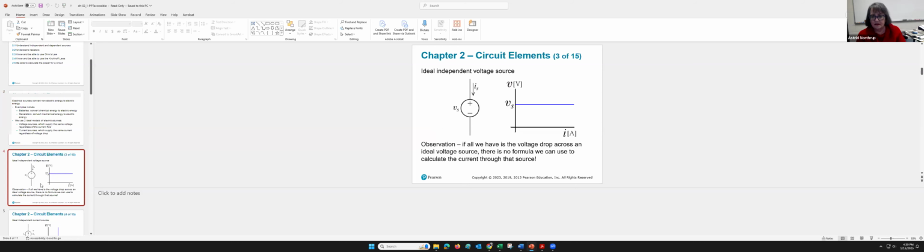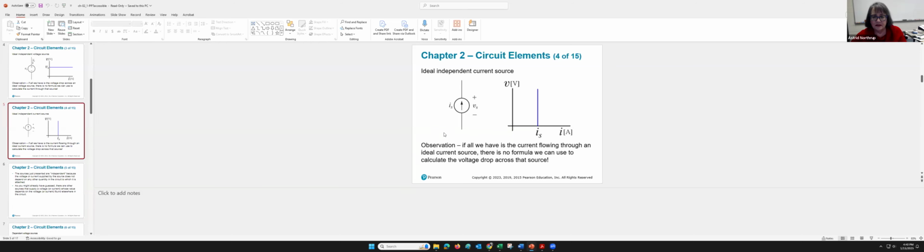So an ideal independent voltage source is drawn like this. It's a circle with a positive and negative indicating the two terminals. So the circle indicates that it is ideal. So you can use this to determine the voltage of a circuit, but you can't determine the current flowing across that particular ideal element without more information. Let's put it that way.